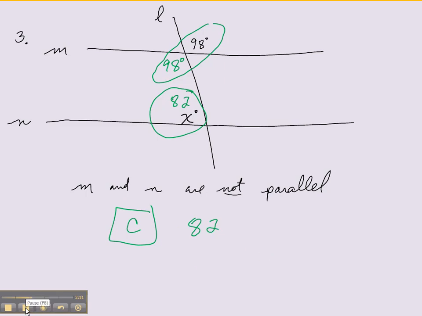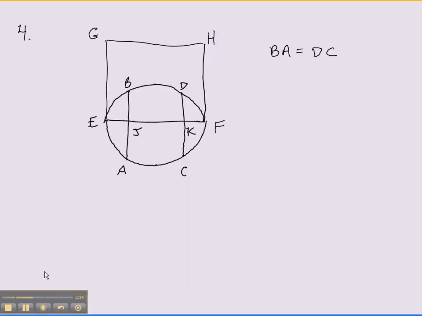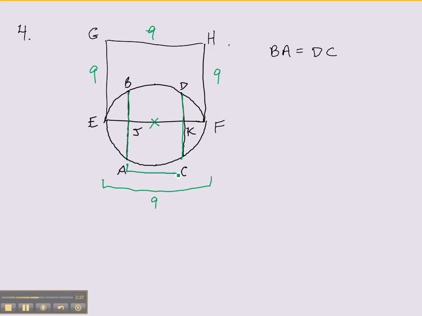Okay, number 4, we have a square and a circle, and then we have two chords of equal length. That means they are the same distance from the center, which is right here. We are told that the square has an area of 81, so this is 9, this is 9, 9, and this is 9. Well, if this is 9, they tell us that's 5. And since the chords are the same length, they're the same distance from the center, so we have 5 here, so that leaves 4 to be split among these two sides. So EJ, this little length right here, is equal to 2. Answer choice A.